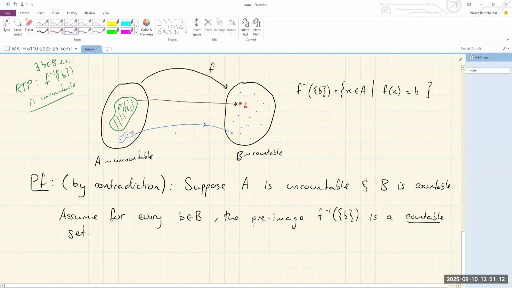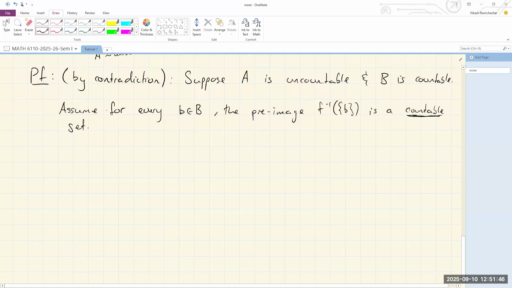Because a function, what is a function? A function means that every single point in my domain is mapped to something, okay? So if I look at the pre-image of every single point in B, that pre-image is either going to be empty, where there are no elements in A that map to it, or according to my assumption, it's going to be a countable set. So countable means, of course, the empty set is countable. Okay, so that observation right there will lead us to a contradiction.